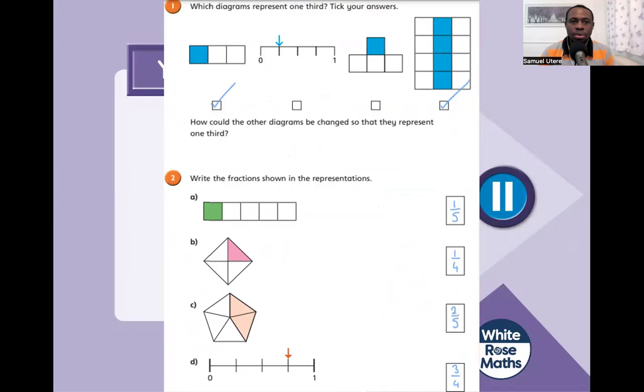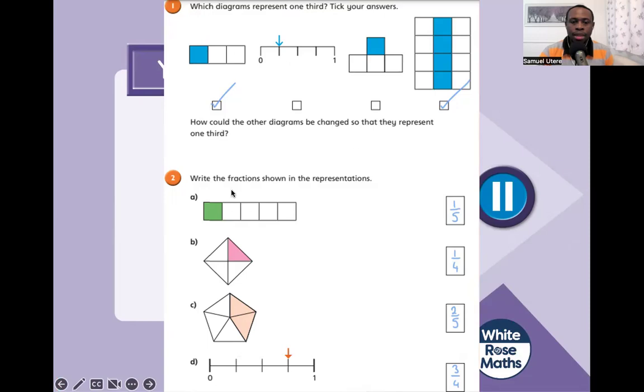So for question 1, you were asked, which diagram represents 1/3? You're simply required to tick the box. You can see here that we have 3 parts, of which one part is shaded, so that's 1/3. You can see here that we have 3 columns. One of those columns is shaded, so that represents 1/3.